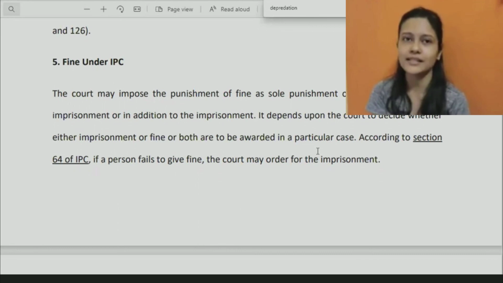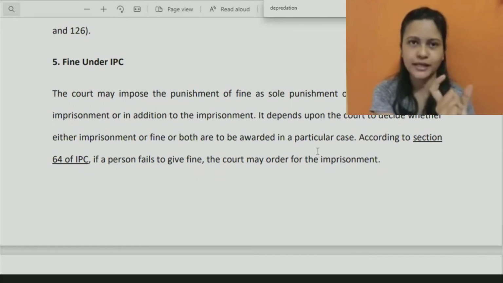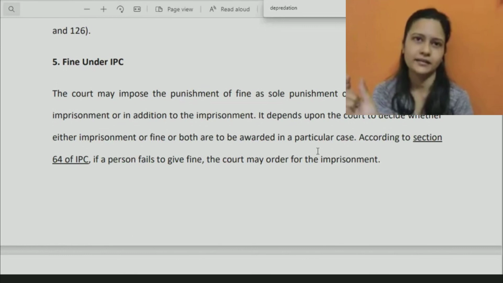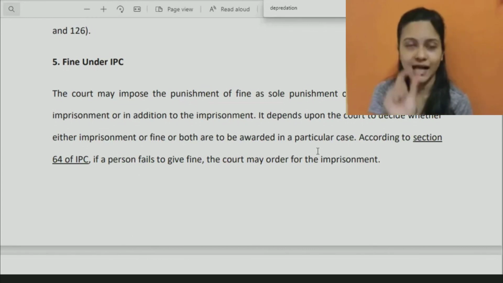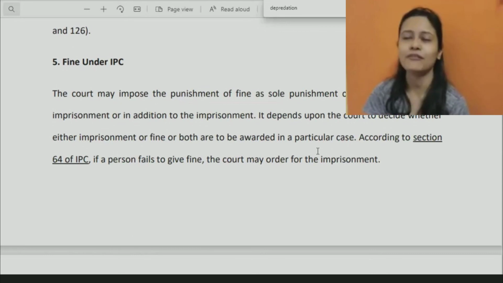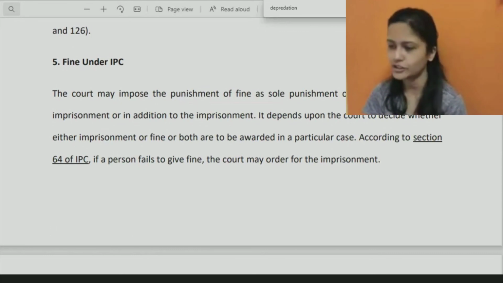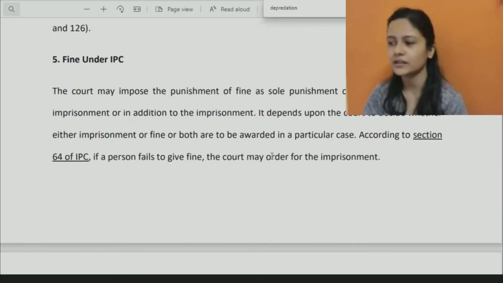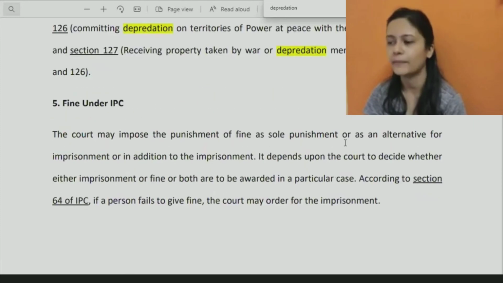In some cases, it will say imprisonment or fine. That means the court will see, depending on the severity of the crime, either fine may be imposed or imprisonment may be given. In some cases, it will be imprisonment and fine. That means some amount of imprisonment will be there and fine also will be there. It's not optional, it is mandatory. Like that, we have a lot of different provisions where fine is there. So it will be decided by the court what amount of fine.